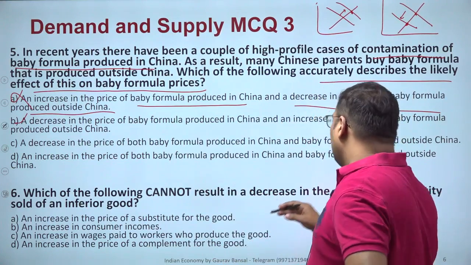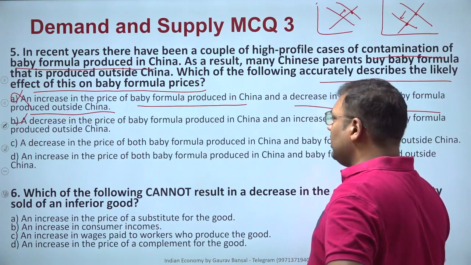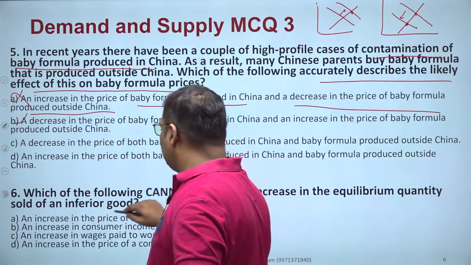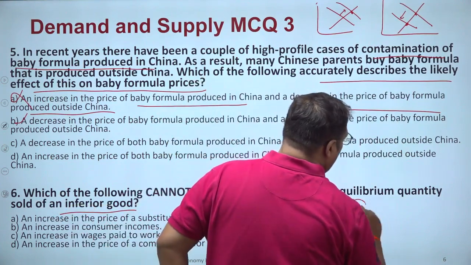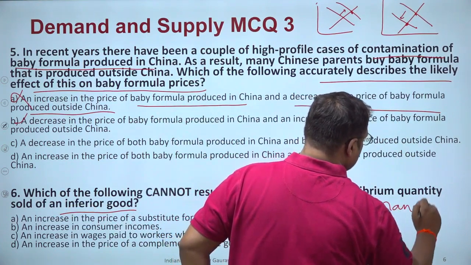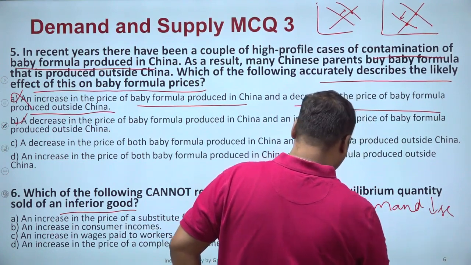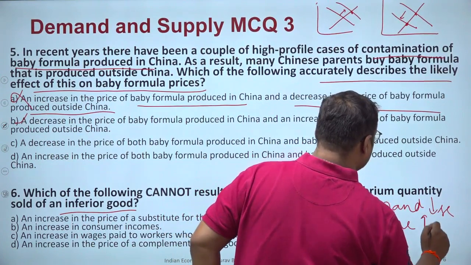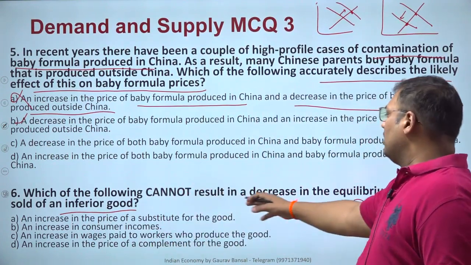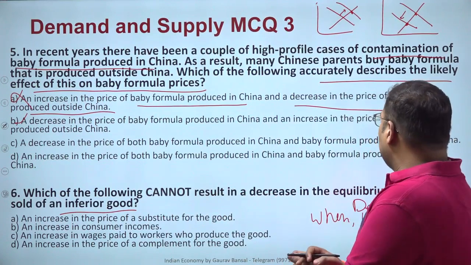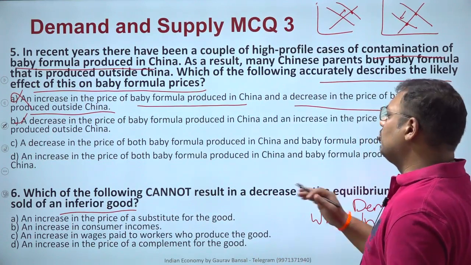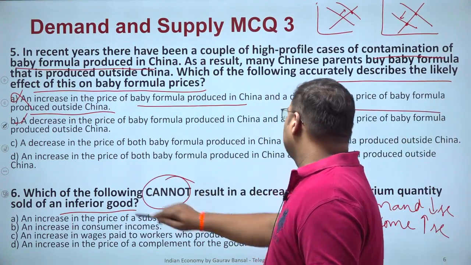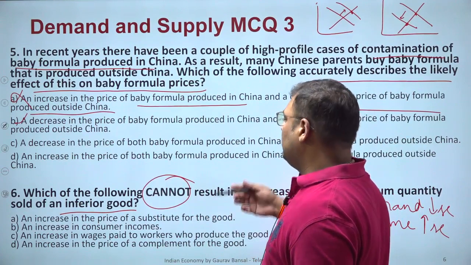Question number 6. Which of the following cannot result in a decrease in the equilibrium quantity sold of an inferior good? Okay, inferior goods are those whose demand falls when income increases. Okay, so now which of the following cannot result in a decrease in the equilibrium quantity sold of an inferior product? Means something which will not decrease the sale.